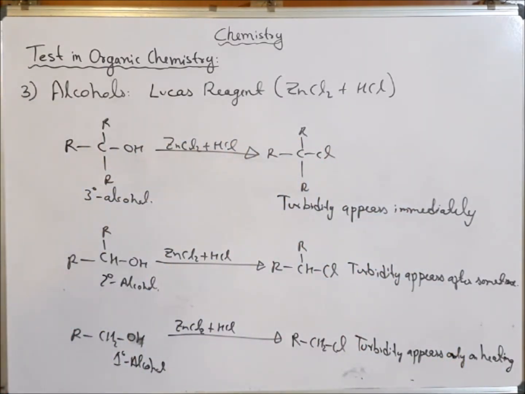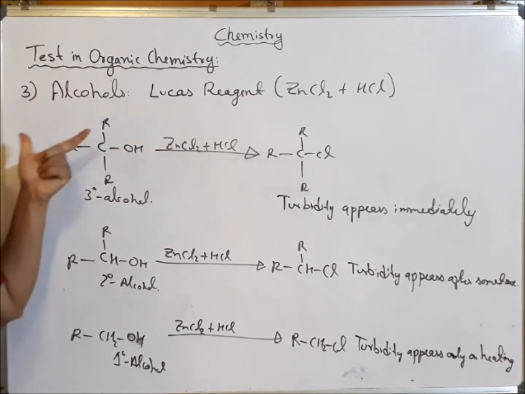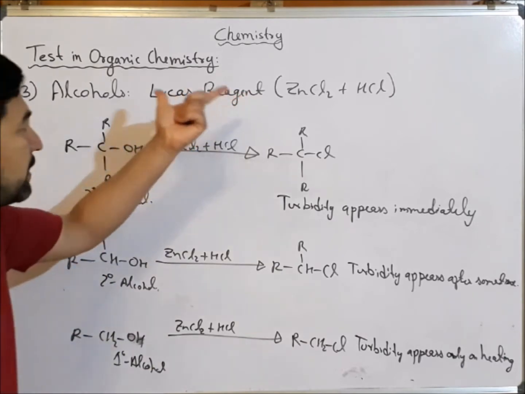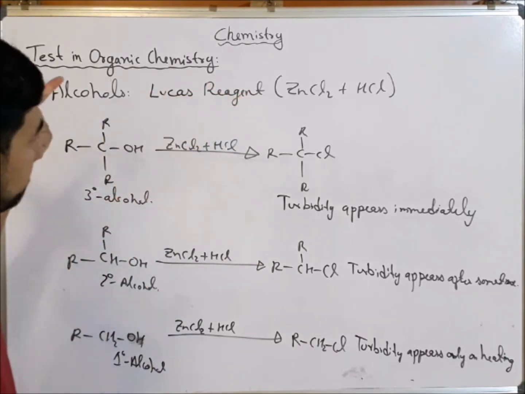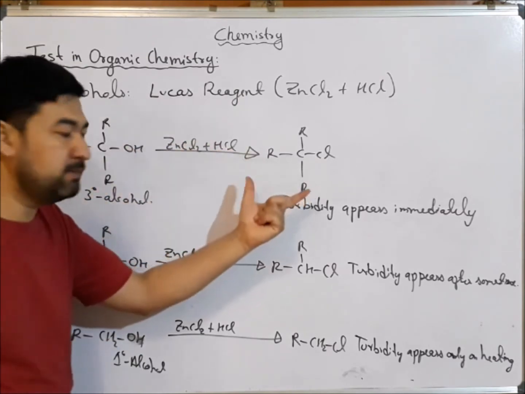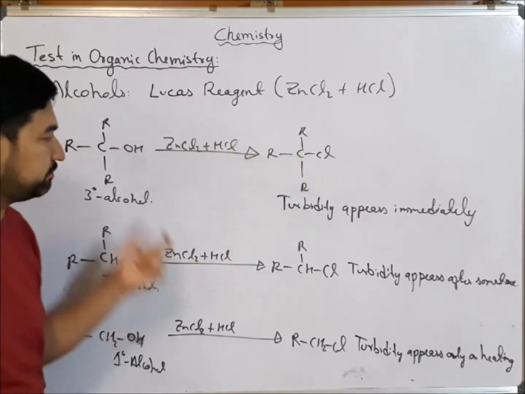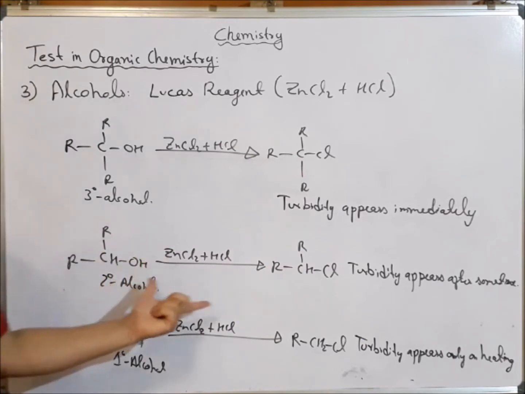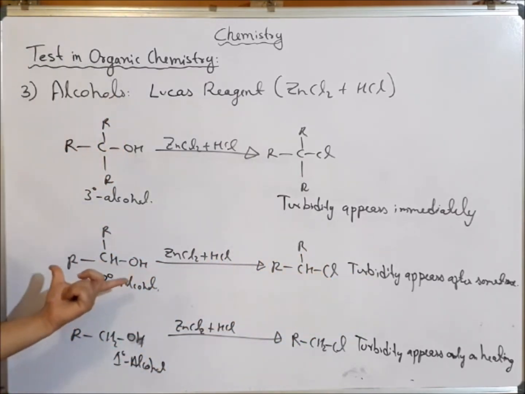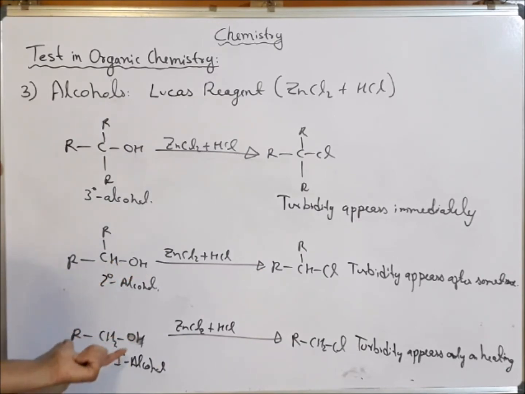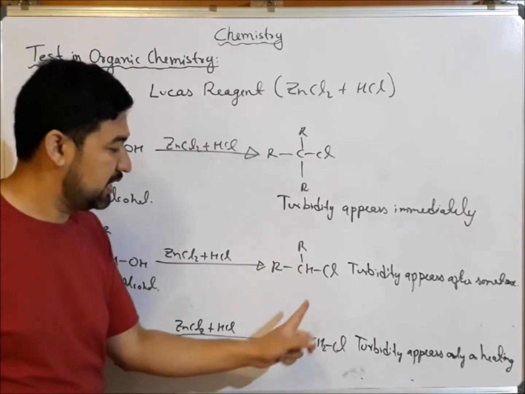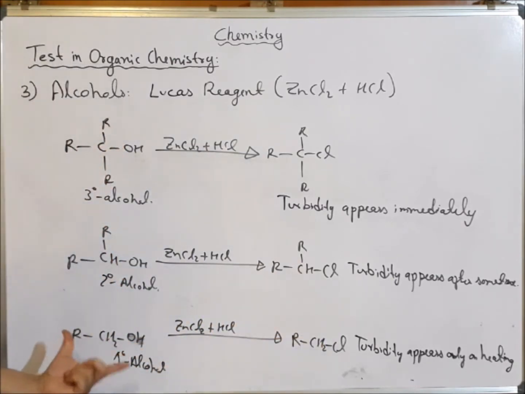So remember, in case of alcohols, if you have to distinguish primary, secondary and tertiary alcohol by a chemical reaction, that means we have to use Lucas reagent. So here, if by adding the Lucas reagent, turbidity appears immediately, then we can say that is a tertiary alcohol. If the turbidity appears after some time, around 5 minutes, we can say that it is a secondary alcohol. If the turbidity does not appear, and if it appears only on heating, then we can say that is a primary alcohol.